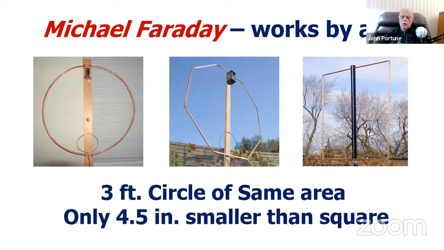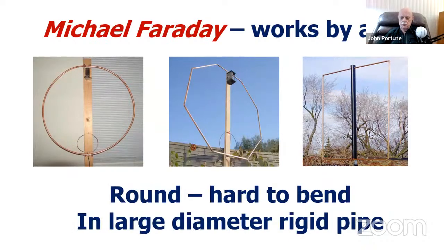But think of this, a 3-foot circle, that one on the left, is only 4.5 inches smaller than a square of the same area, the one you see on the right over there. That's trivial. It's not that important to make it round. And you certainly don't need to make it octagonal. That doesn't do anything for you. It gets a little closer to a circle, but we don't need to get close to a circle. As Faraday proved, it works by area.